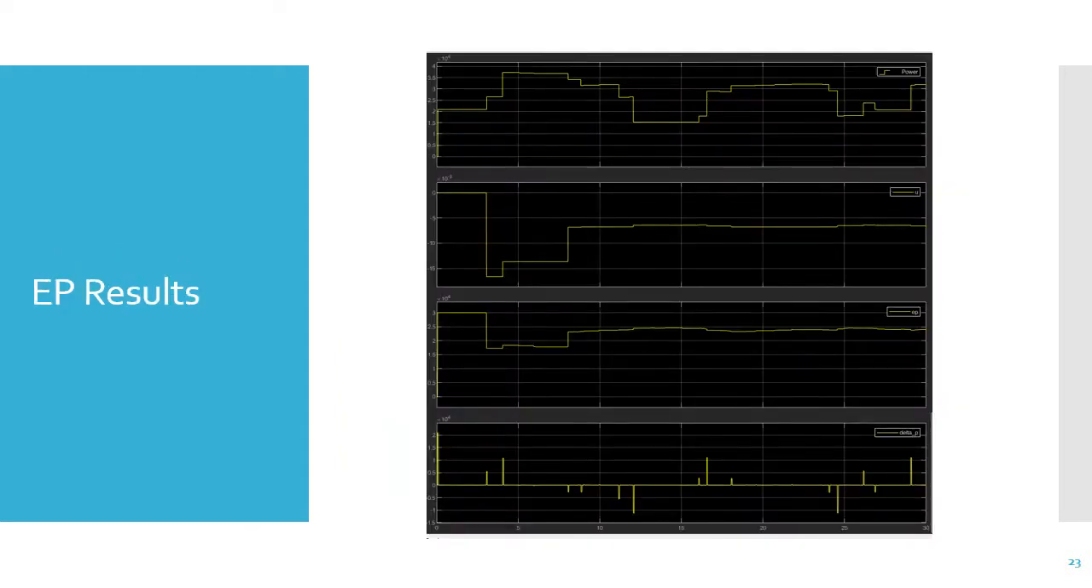Moving on to the EP result, you can see from the figure that we have 4 graphs. The first graph represents the power consumed by the house. The second graph represents the sensitivity of the house. The third graph represents EP, the change in EP. And the last graph represents the delta P, the change in power. And we can see that EP is changing according to the change of power and sensitivity.